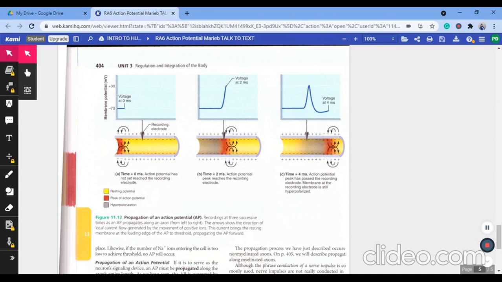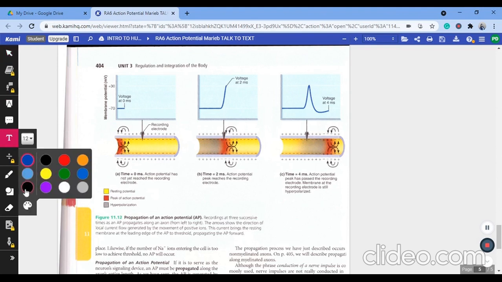So at time 0 milliseconds, the action potential has not yet reached the recording electrode. At time equals 2 milliseconds, the action potential peak reaches the recording electrode, and at time equals 4 milliseconds, the action potential peak has passed the recording electrode. The membrane at the recording electrode is still hyperpolarized.